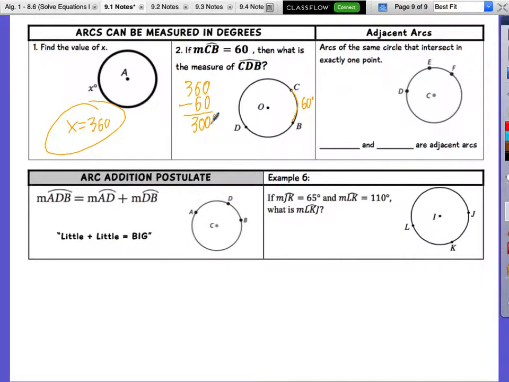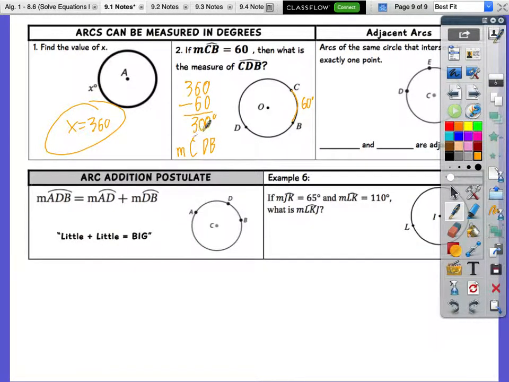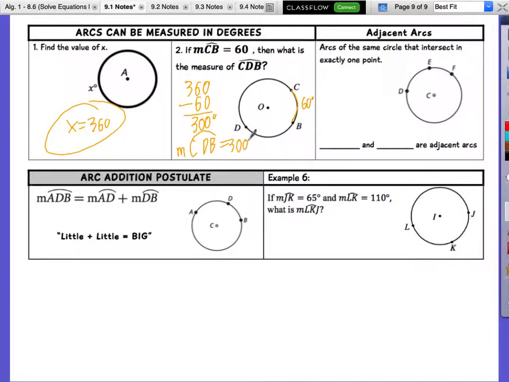So the measure of arc CDB, just like measure, we still write that out. Arc CDB is equal to 300 degrees. Yeah, don't forget your degrees, okay? You're just the one who asked about it today.